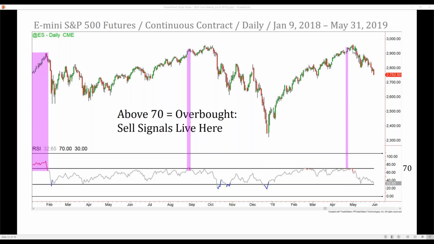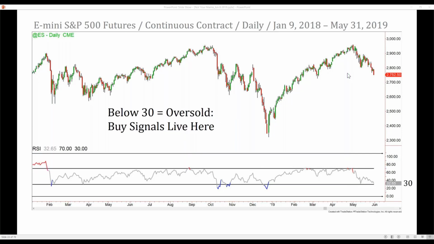So these are the challenges of 70 as your overbought reading. 30 as your oversold reading has similar challenges, okay? It can be really beneficial like it was in February of 2018, fantastic buy signal. I mean, who wouldn't want that, right? But then what about the two lows that came in last fall?